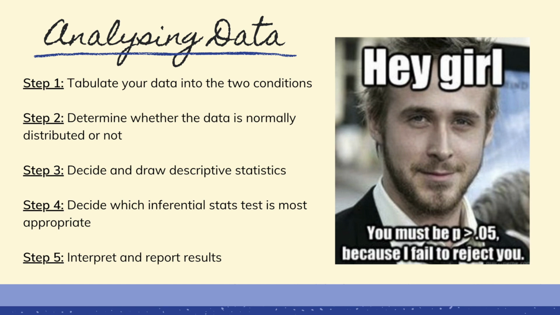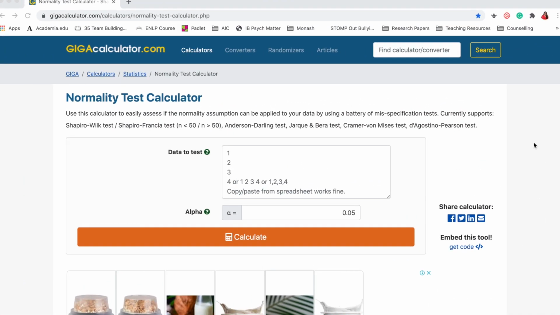Okay, so what I'm going to show you now are very simple online calculators that can help you determine whether your data is normally distributed or not, and also different inferential statistics that you can choose after you've decided that. In order to determine whether your scores from your test and data are normally distributed, I would recommend using gigacalculator.com. It is a very easy calculator that you can use online, and it just requires you to enter your data from Excel, copy and paste it.